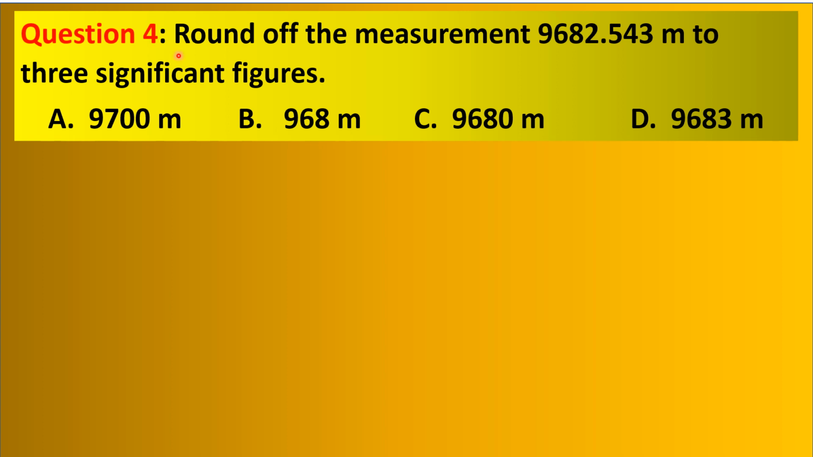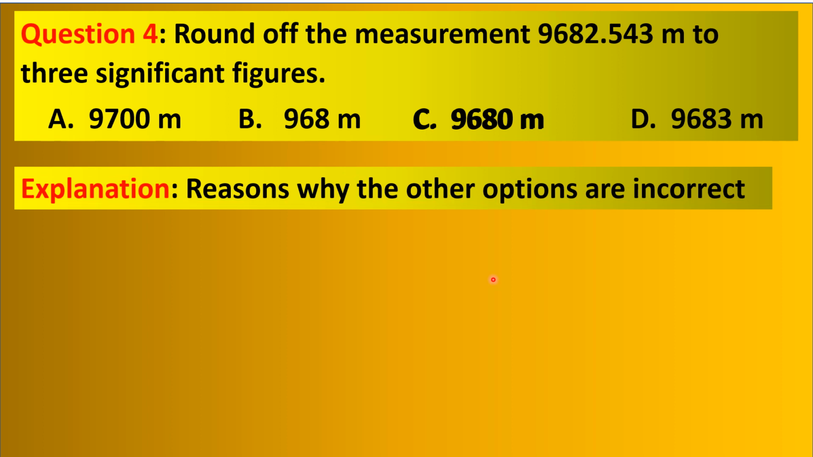Question number 4. Round off the measurement 9,682.543 meters to three significant figures. The options are letter A, 9,700 meters, letter B, 968 meters, letter C, 9,680 meters, and letter D, 9,683 meters. The correct answer is letter C, 9,680 meters. Here are the explanations why the other options are considered incorrect.